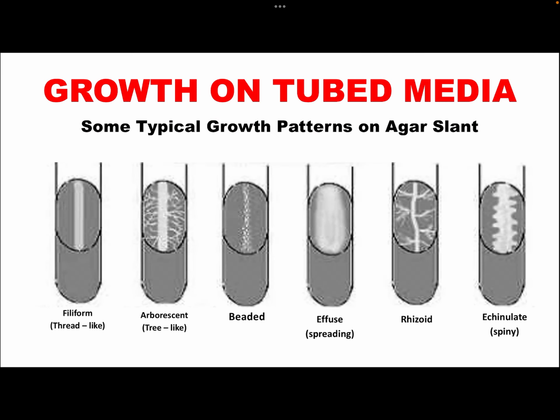And of course, here are examples of the growth of bacterial colonies on tube media. You have here thread-like growth, that is filiform. Tree-like, that is arborescent. Beaded, very obvious. Effuse, it's spreading on the slant. Rhizoid, that's root-like. And echinulate, that's spiny, like a vertebrae.